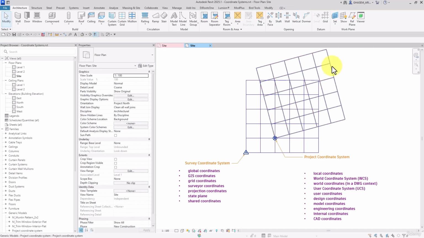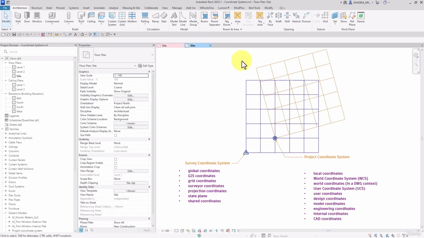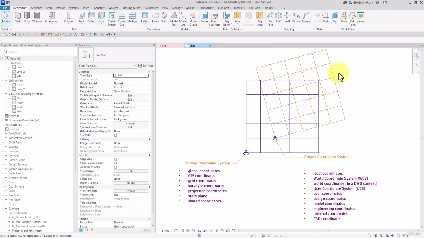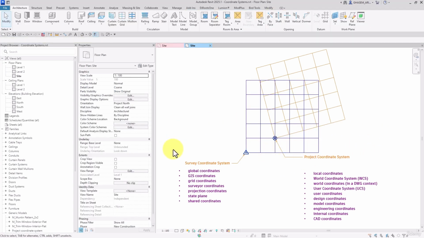that I have changed the rotations. I adjusted different angles to show you the differences between true north and the project north, like this way. The project north shows up straight. Here I have two grid lines to show you the exact points, and this is the survey coordinate system, and the other one is the project base point. As you can see, there is a distance or difference between the project base point and the survey coordinate system.